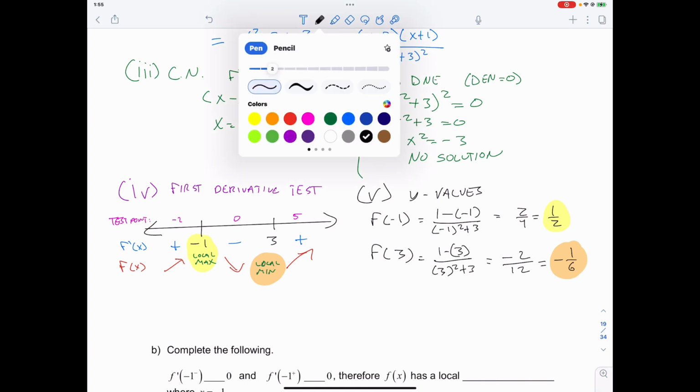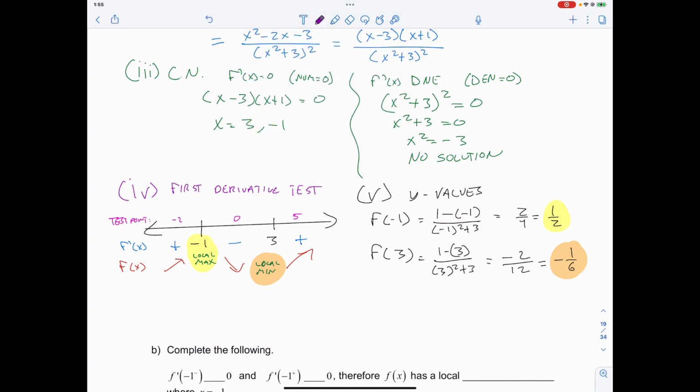And then I can state, therefore, I have a local maximum value of 1/2 and a local minimum value of negative 1 over 6.